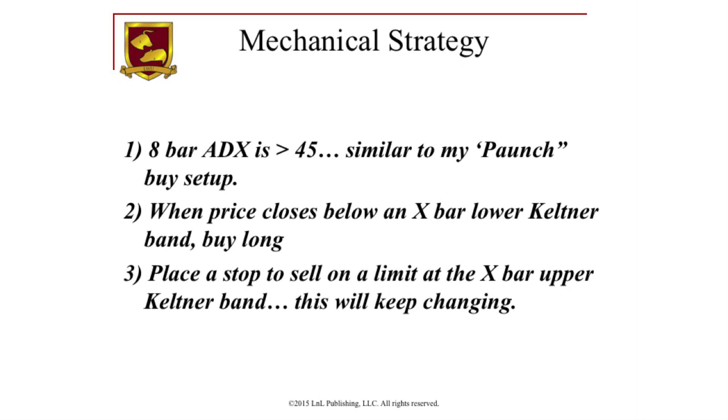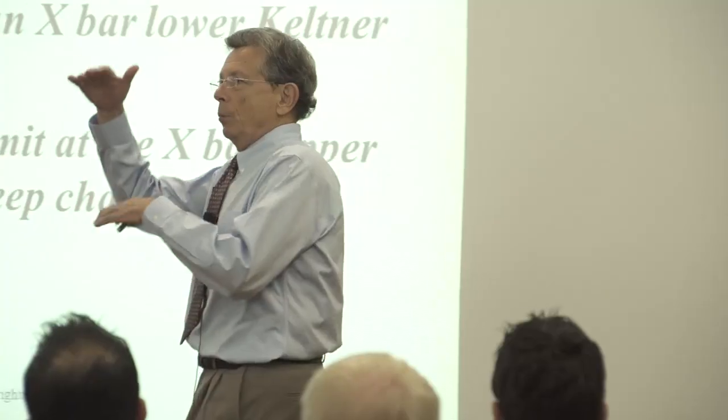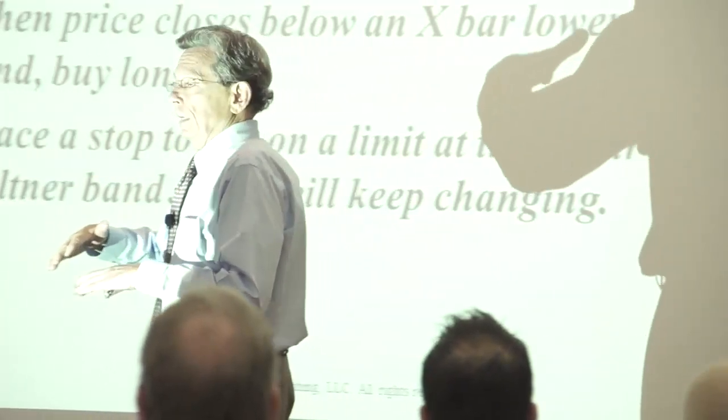Here's the rule, a really simple rule. 80x bar, that's our punch formation, right? If it's greater than 45, we're going to look for a buy signal. When price closes below a Keltner band, and I will explain Keltner band to you in a moment, we'll place a stop to sell on a limit at the X bar upper Keltner band. That's all there is to the strategy you just saw. We have Keltner bands. If we close below a Keltner band, we'll buy it there and we'll sell it when it gets back to a Keltner band.